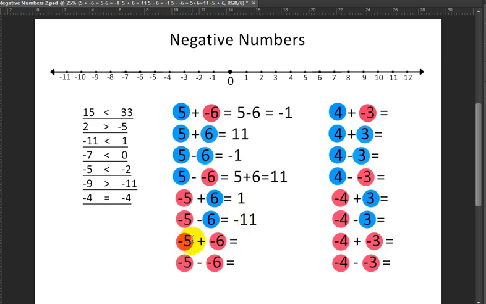Next up, here we have minus 5 plus minus 6. Rule number 1 states that adding a negative is the same as subtracting the positive. So minus 5 plus negative 6 becomes minus 5 minus 6. Again, adding a negative is the same as subtracting the positive. So this becomes minus 5 minus 6. And we've already done minus 5 minus 6 up here, and it makes minus 11.